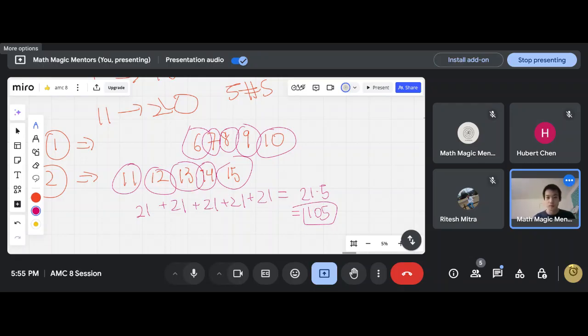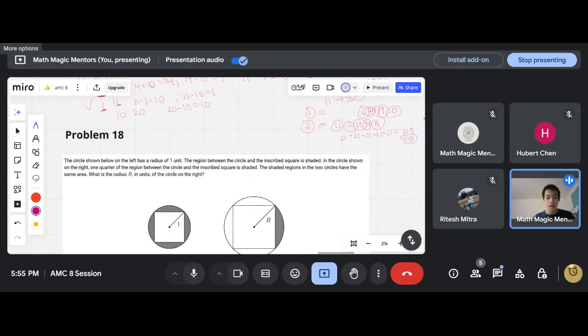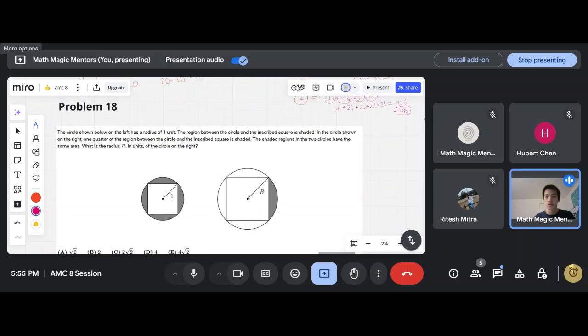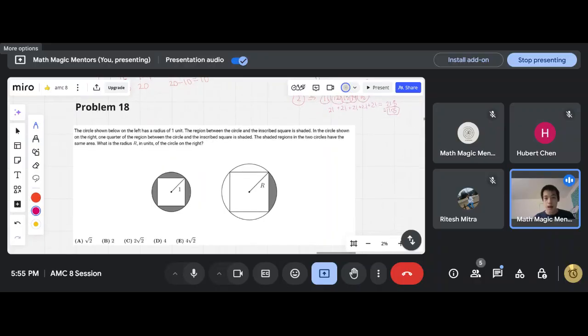Okay. Let's see. I don't think I will have time to actually finish this one, but let's just read over it real quick. Maybe I'll finish it, maybe not. If not, I'll continue it in the next session.